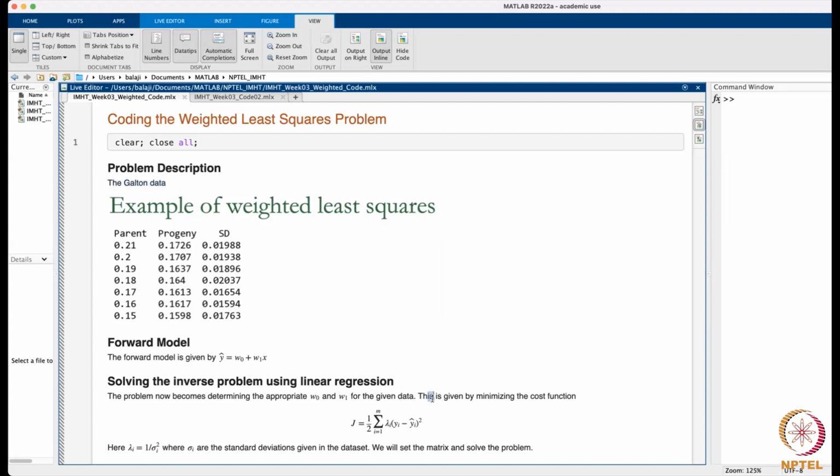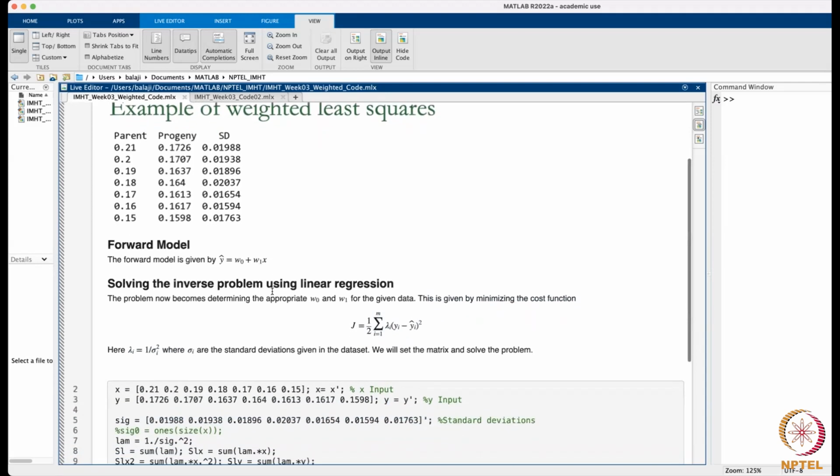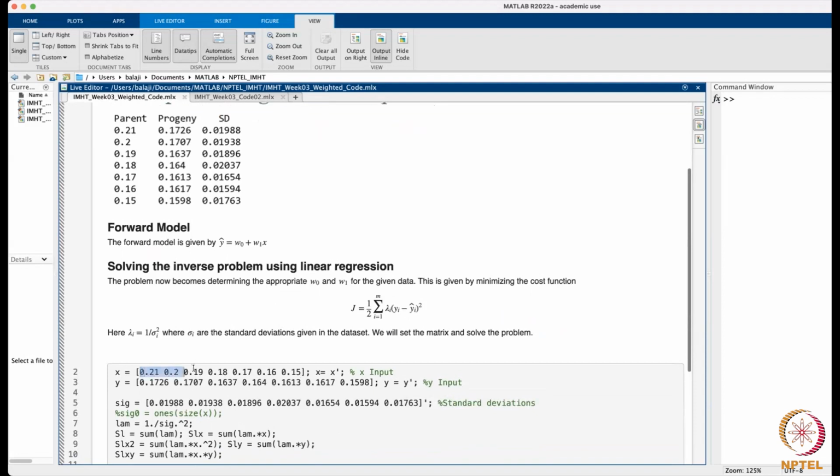Now, the thing that has changed, of course, is that the weighted least square formula is now lambda I times yi minus y hat I square, where lambda I is 1 over sigma I square. Sigma I are the standard deviations given in the data set. I have now written this data out. You can see that here 0.21, 0.2, 0.19, etc. And as usual, I have taken a transpose. I have also written the y data, just like before. You can compare this code with the inverse conduction code also.